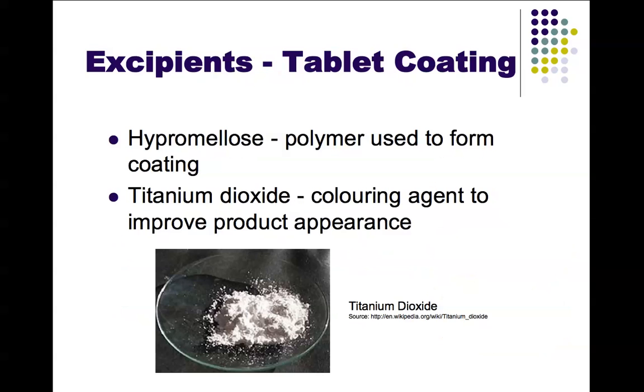So now we'll just finish up with a look at some of the excipients in the amoxicillin tablets, starting with the coating. Hypromellose is a polymer used to form that film coating. As I mentioned before, it helps patients swallow, and it also can mask the taste of the tablets and protect the tablets from abrasion. Hypromellose is odourless and tasteless, which is ideal for something that's used as a film coating. Titanium dioxide is used to give the coating a nice white colour.